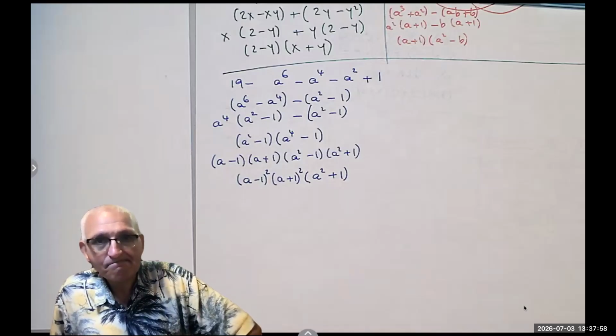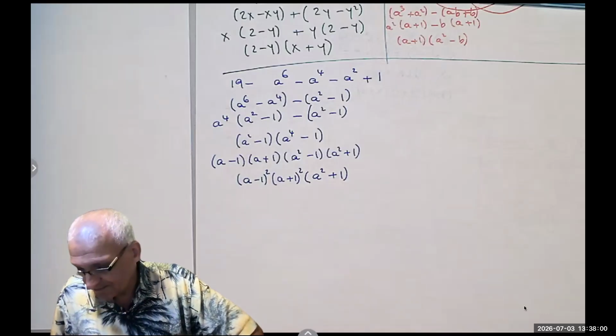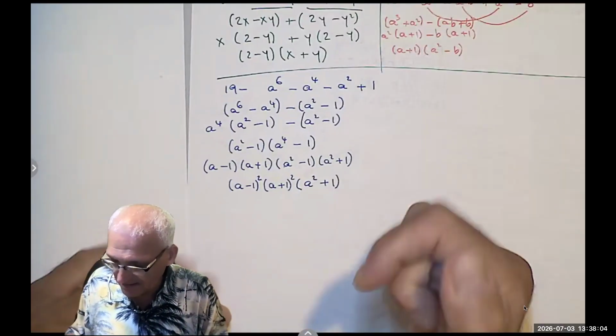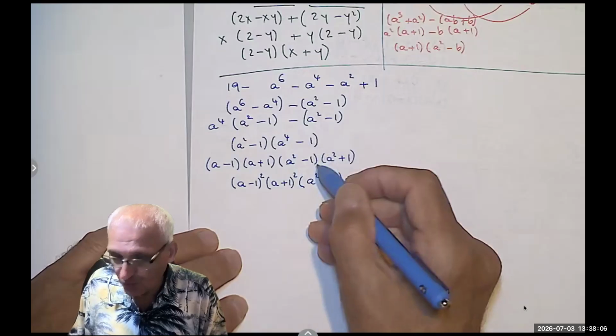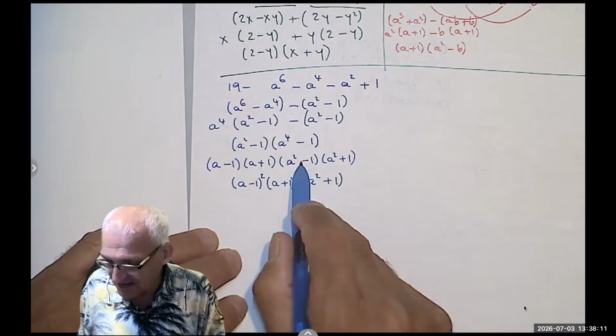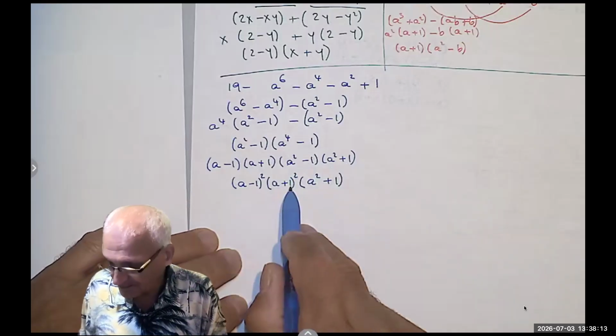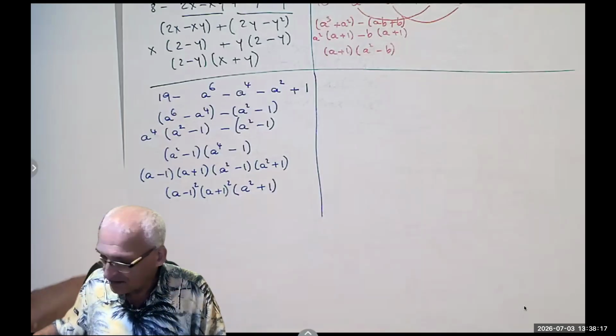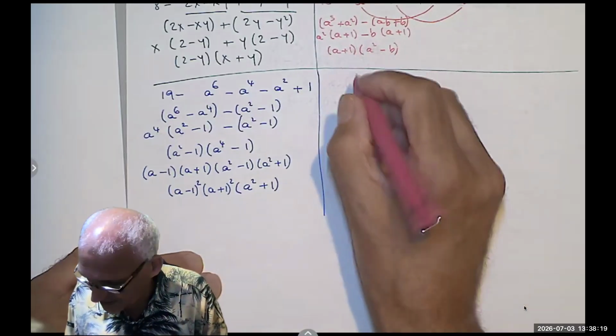Okay? Be careful that I had to factor this twice. It's a difference of two squares, and this is a difference of two squares. And finally, we'll do number 23, the last one.